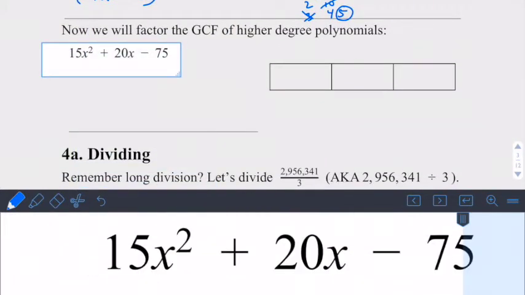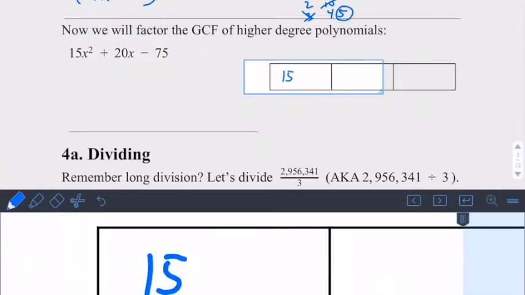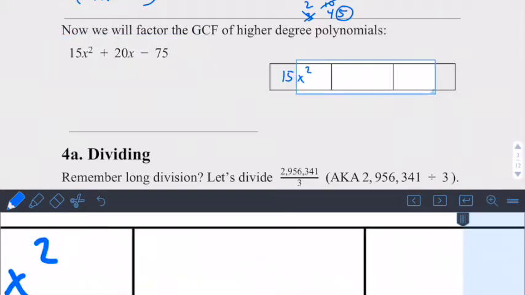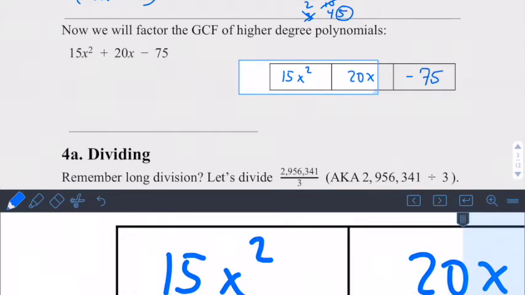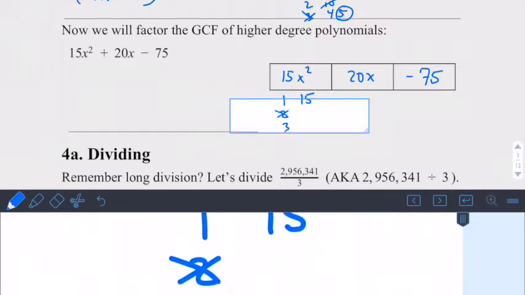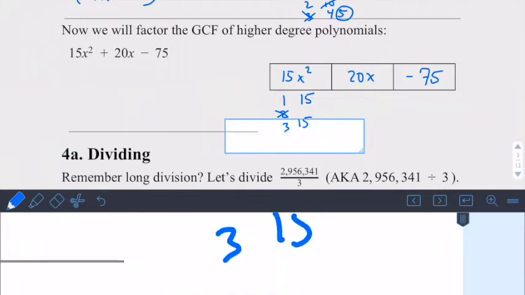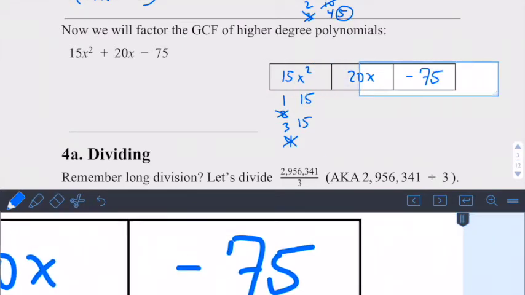Now we're going to factor this. We have 3 terms here: 15x squared plus 20x minus 75. So now I'm going to take my smallest one, and I want all the factors of 15. So 1 and 15. 2 does not work. 3 times 5. And 4 does not work. Okay, well, does 15 divide into 20 and negative 75?